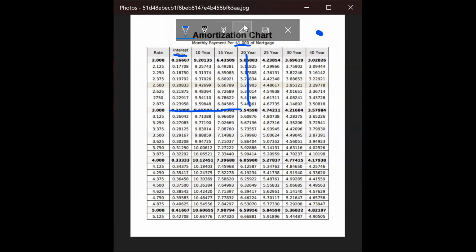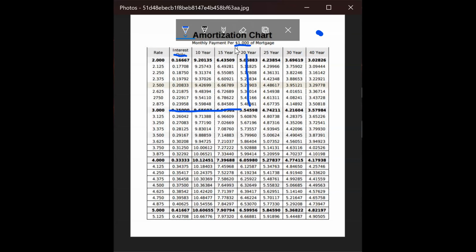Now, that is not necessarily the taxes and the insurance on the property, okay? But that is the situation in regards to the principal and the interest for every $1,000 on a mortgage. Does that make sense, guys?